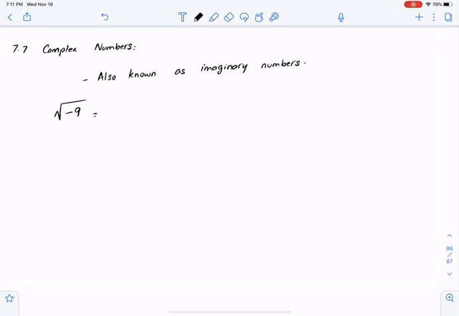So, the square root of -9, I can write it as the square root of -1 times the square root of 9. The square root of 9 part is very easy. It's just 3. The square root of -1 part, we will represent that using the letter i. So I would end up having 3 multiplied by i, or you can also write it as i multiplied by 3.